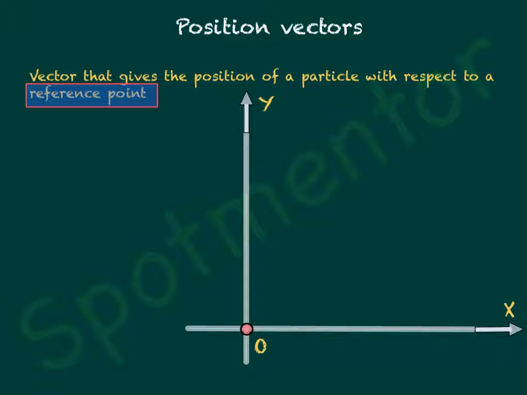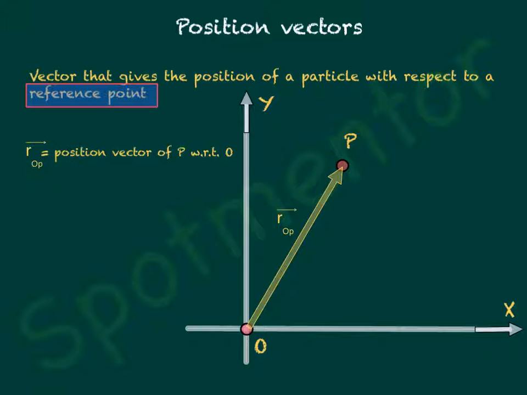So here is a coordinate axis with O as origin and the point P is where the particle lies. So, if we draw a vector joining point O and point P, this gives you the position vector of P when we take the reference to be origin. So, ROP is the position vector of P with respect to O.